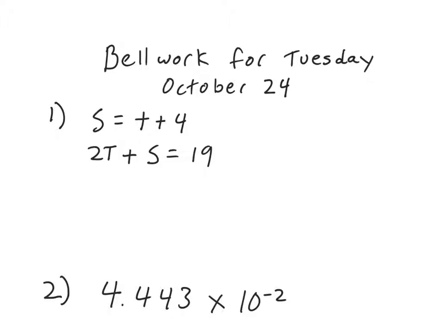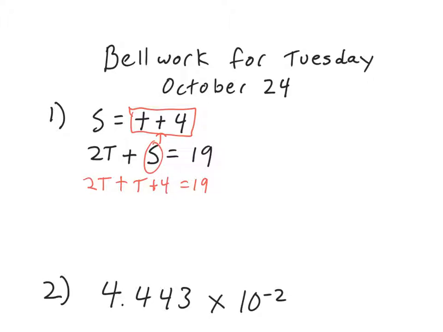On number one, we have another system of equations we need to solve by substitution. I see s is equal to t plus 4, and in my second equation, I have 2t plus s is equal to 19. So I'm going to take out the s in the second equation and substitute what it's worth, which is t plus 4. I'll get 2t plus t plus 4 is equal to 19.